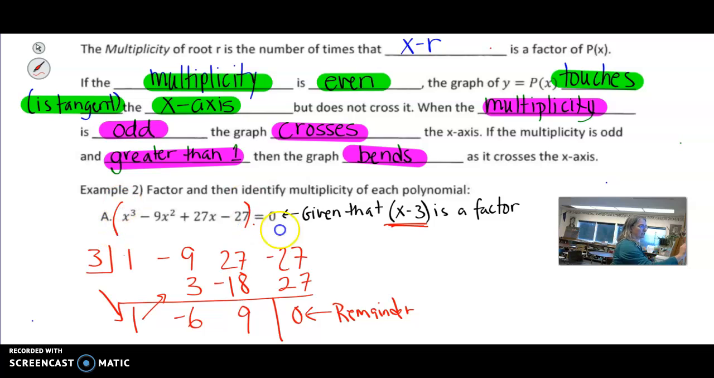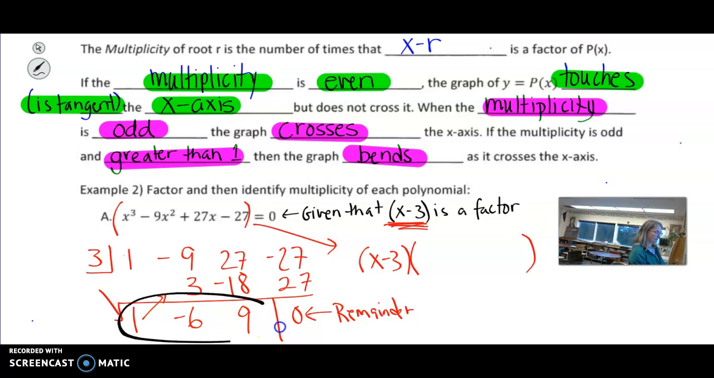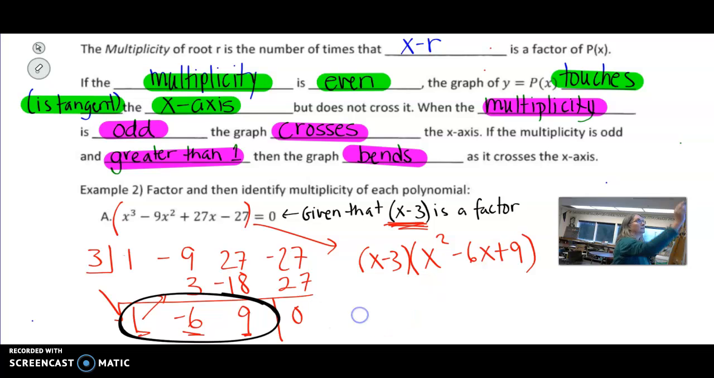And we can start factoring this. It factors into x minus 3 times the quotient. So this was our divisor, and if you take the divisor times the quotient, which we're going to get from these numbers right here, those are the coefficients of my quotient, this is going to be the constant term, this is my x term, this is x squared, so I get 1x squared minus 6x plus 9. And that is a trinomial that can further be factored. So let's do that.